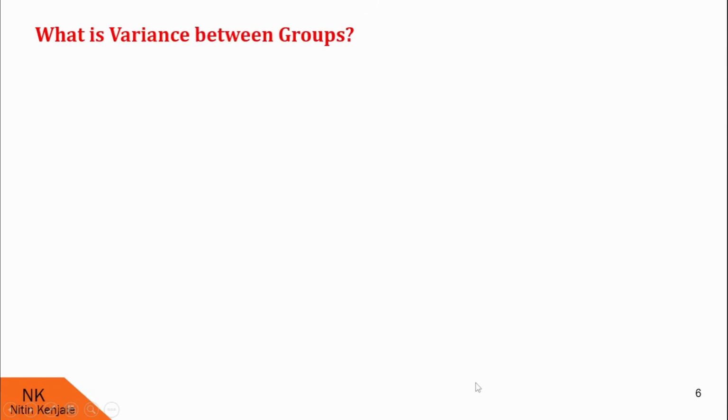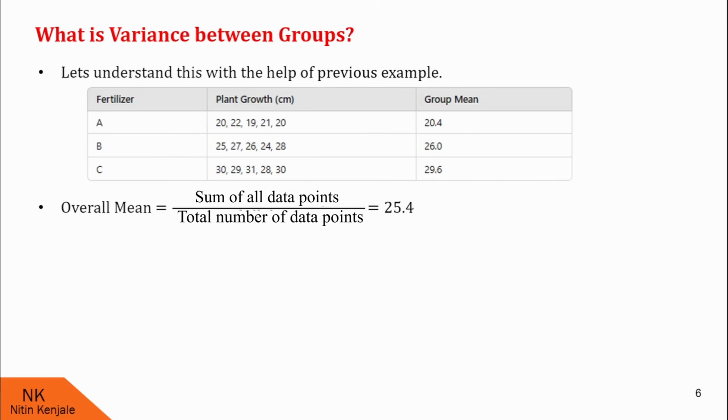Now let us see what is variance between groups and how to calculate it. For that, we use the same previous example of fertilizers. Here, first we calculate overall mean. For that, we add up all these data values and we will divide it by the sum of all data points.